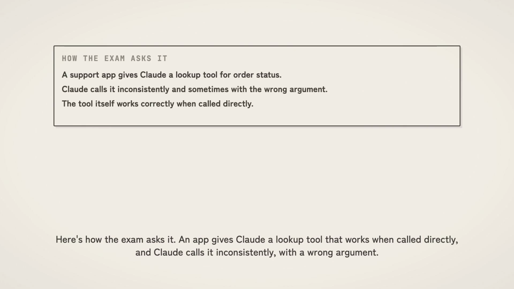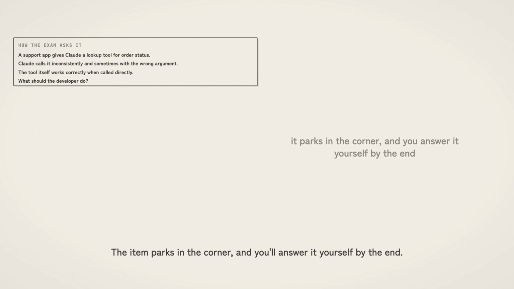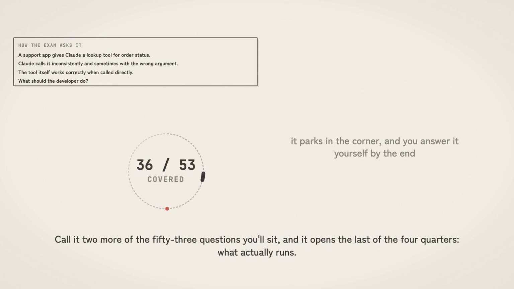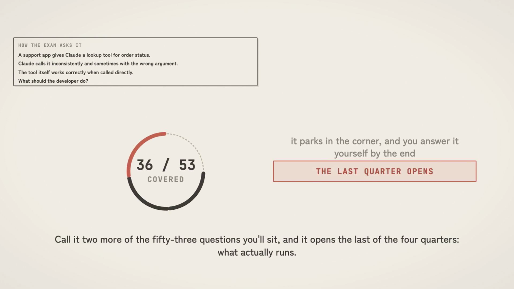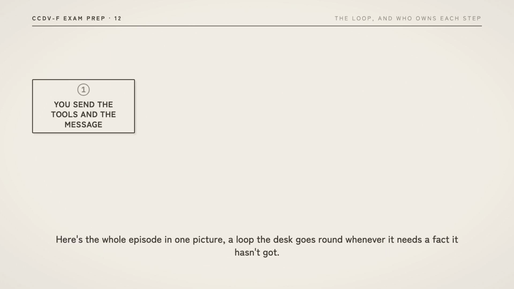An app gives Claude a lookup tool that works when called directly, and Claude calls it inconsistently with a wrong argument. What should the developer do? The item parks in the corner, and you'll answer it yourself by the end. Call it 2 more of the 53 questions you'll sit, and it opens the last of the 4 quarters, what actually runs. Here is the whole episode in one picture.